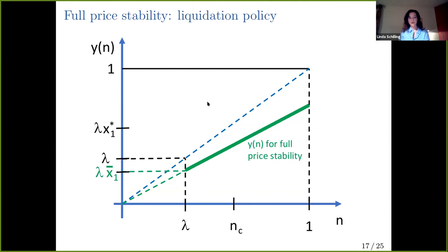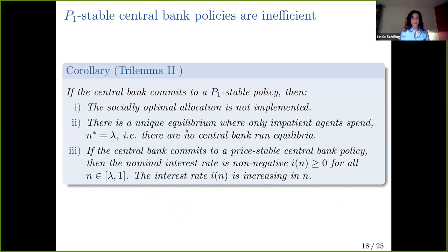If you go, for instance, along this line here, you hit full liquidation of the asset, meaning that for higher spending levels, you can no longer liquidate in constant proportion. And the bad news is that in order to attain the social optimum, we would need to liquidate somewhere here. So this is not possible. Okay, so that's the second part of the trilemma.